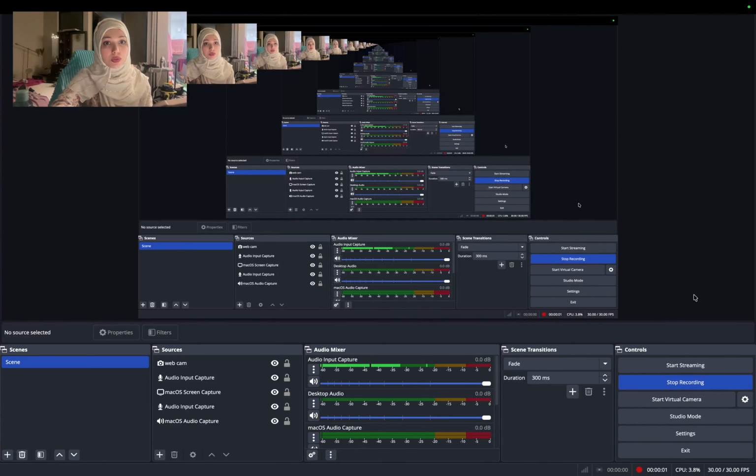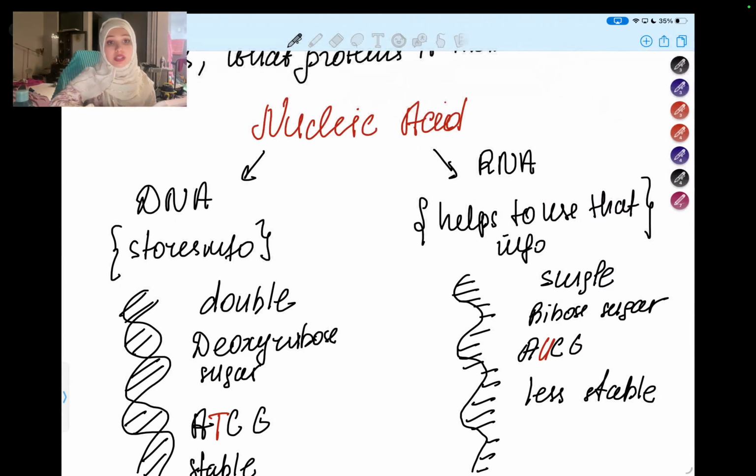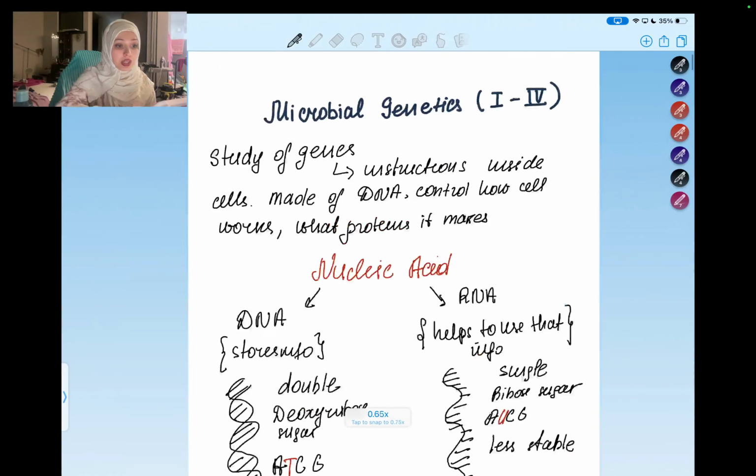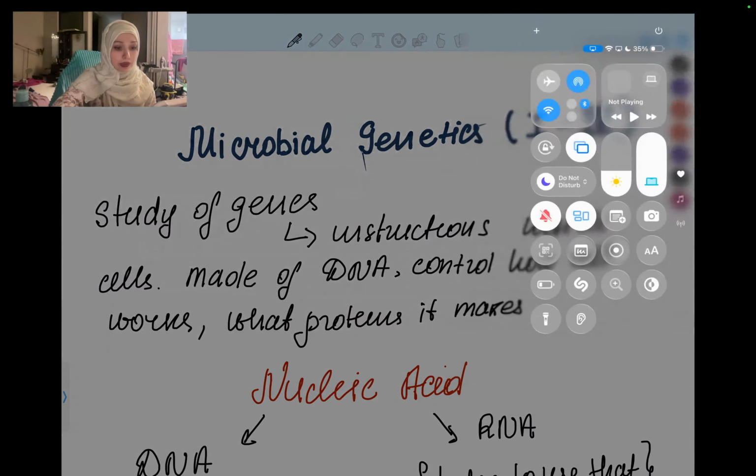Hi guys, so today we will be exploring life science class, which is all about microbes, about cells, about their genetics, and about how it can be applied in the industry of engineering. So let's begin with our first chapter. We have here microbial genetics.